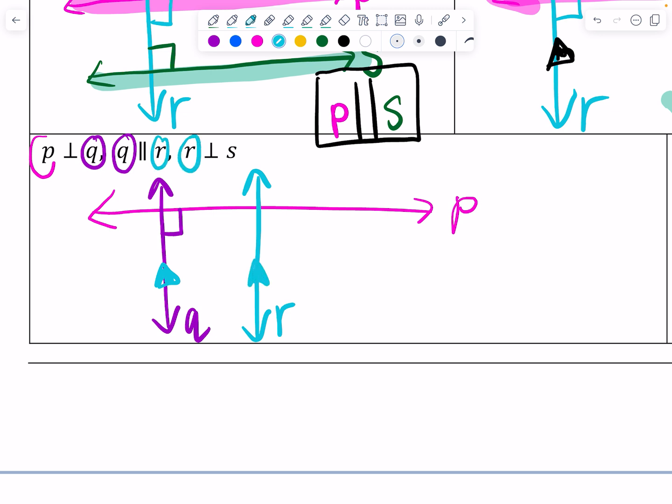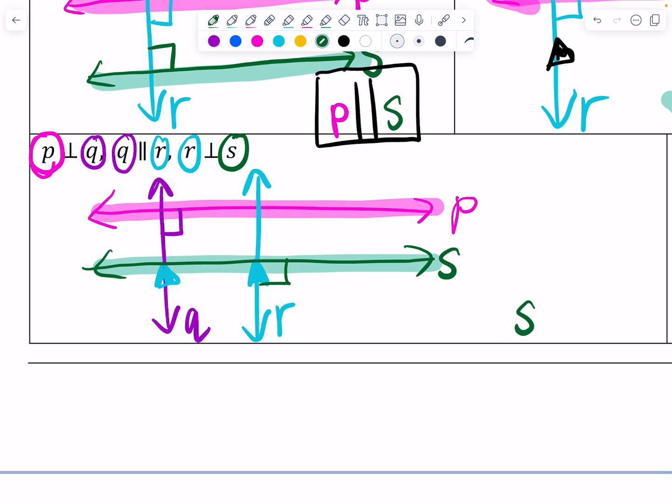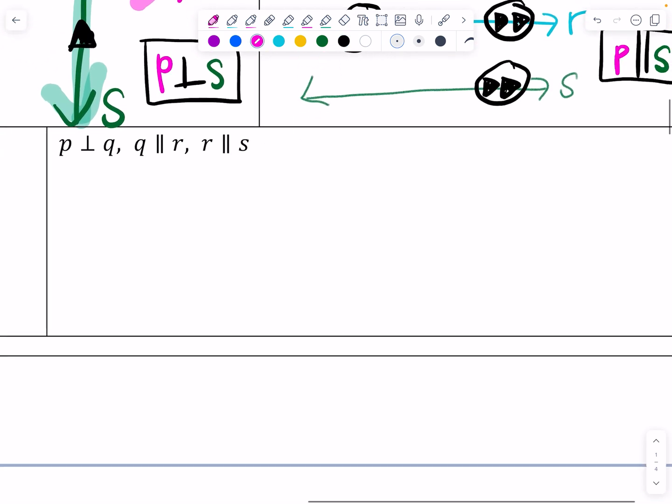And then we know that R is going to be perpendicular to S. So I'm going to find R, and I'm going to cross R at a right angle. I'm going to call that S. We want to know what is the final relationship between line P, which is facing this way, and line S, which for us is facing this way. Those, of course, are going to be parallel. So line P is parallel to S. Okay? All right, again, these are the hardest ones, the ones that are multi-part.